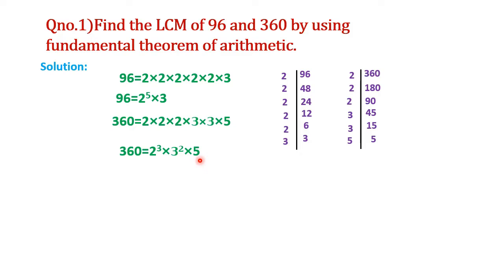It is easy. First we should write prime factors. Then we should write their highest powers. You can see that here the highest power of 2 is 5 and highest power of 3 is 2. Therefore, LCM is equal to 2 raised to 5 into 3 square into 5, which is equal to 32 into 9 into 5 is equal to 1440. This is the LCM.